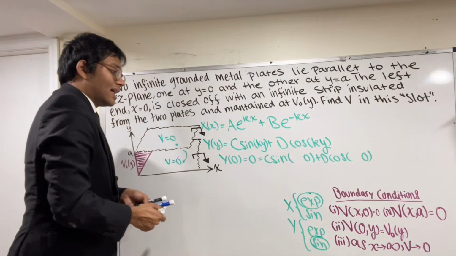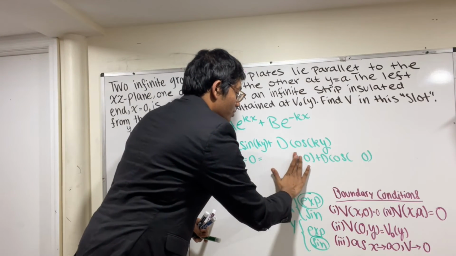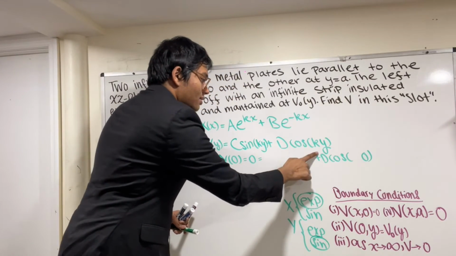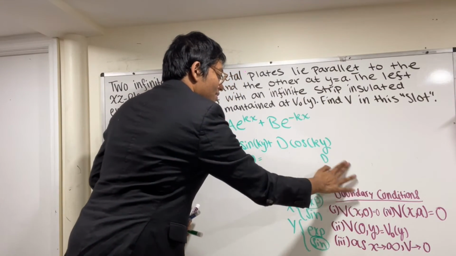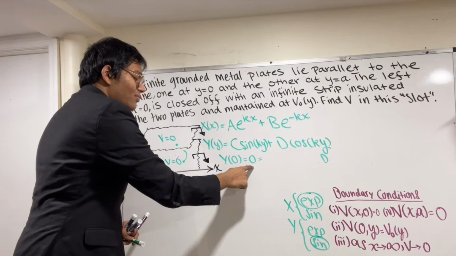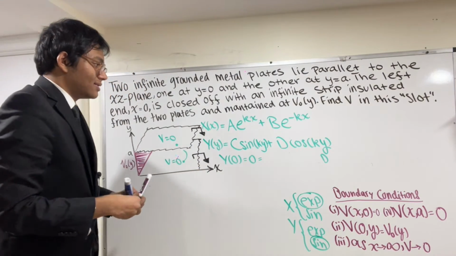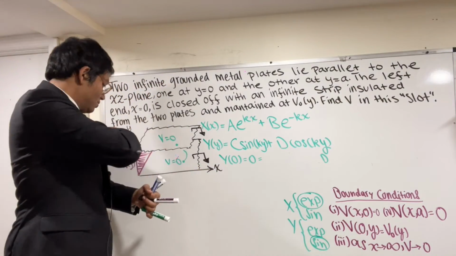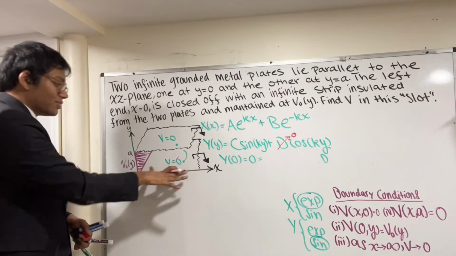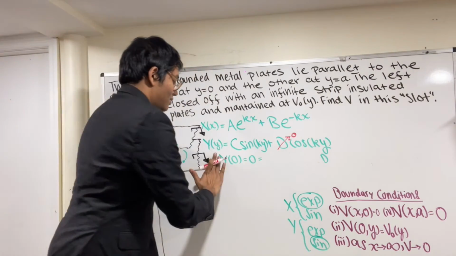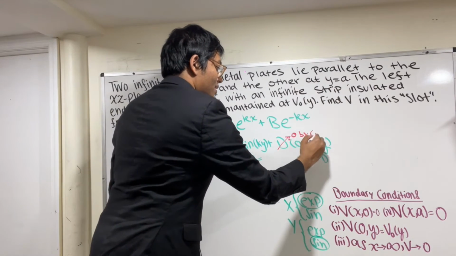Okay, well, sine of 0 is 0, no problem. So this whole thing goes away. But now we're left with cosine of 0, that's 1. So this tells us that d is 0. Heck, we just figured out one of the constants. This guy is 0, voila. This guy is 0, so that the potential can be 0 at the lower plate. Okay, good. So this is 0 by the first boundary condition.